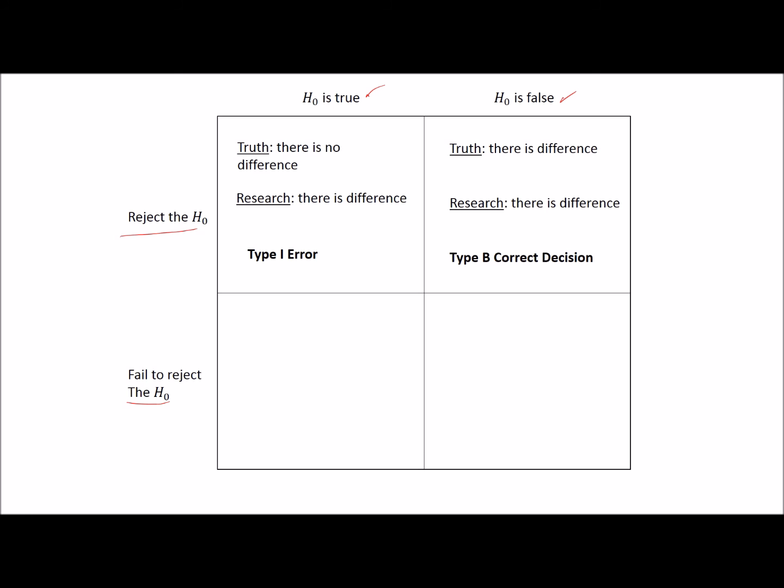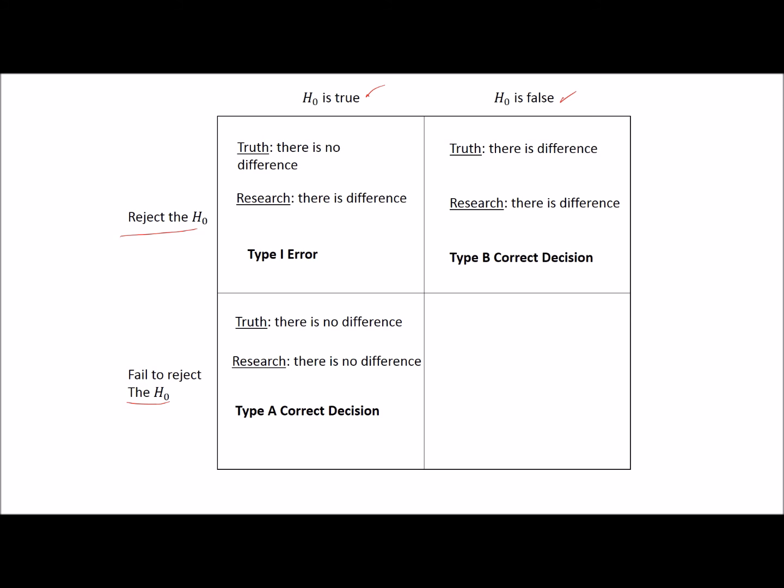Now let's go to the bottom half of the chart. This is where we fail to reject the null. Right? So we did not find significance. Now if we did not find significance and we fail to reject and the null is true, well, the truth of the situation is that there is no difference. So between these two groups, there is no difference. And our research concludes that there is no difference. In that situation, we have a type A correct decision.